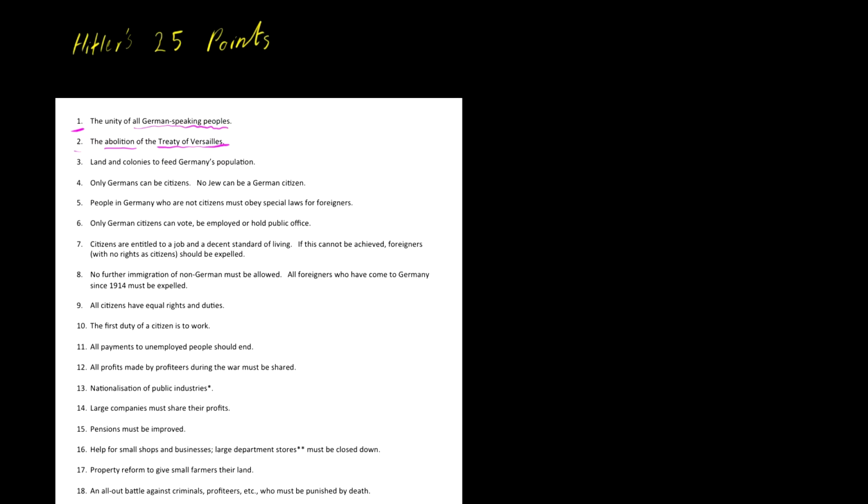So firstly, the unity of all German-speaking peoples. It's fairly obvious. Two, the abolition of the Treaty of Versailles. So get rid of that. That was of course one of the most major Nazi policies. Land and colonies to feed Germany's population. That was Lebensraum, expanding the living space.